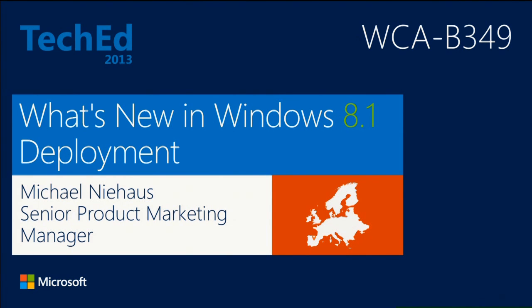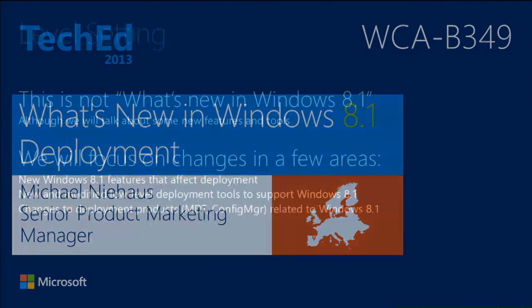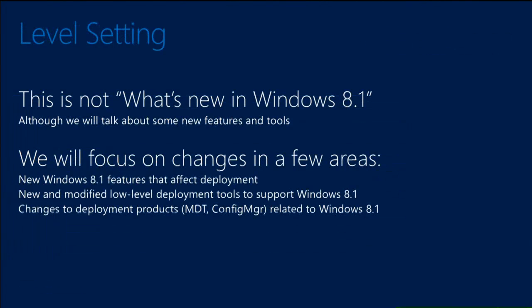In the next 75 minutes, we do want to talk about what's changed with Windows 8.1 deployment and also what's changed going back to Windows 8 as well. We're not really going to talk about the new features in 8.1 beyond what's affecting deployment. We covered those in the keynotes and in other sessions throughout the week. Here, we just want to focus on things that affect the deployment process. We'll talk about the deployment tools and how they've been updated to support Windows 8.1. And then we'll talk about the deployment products, MDT and Config Manager, that are layered on top of those deployment tools.